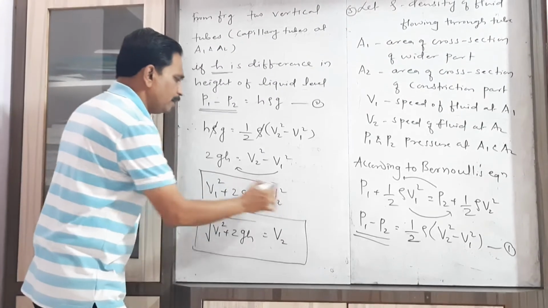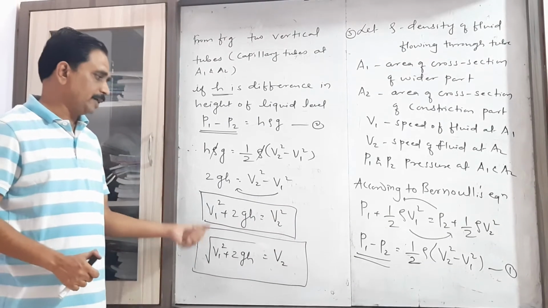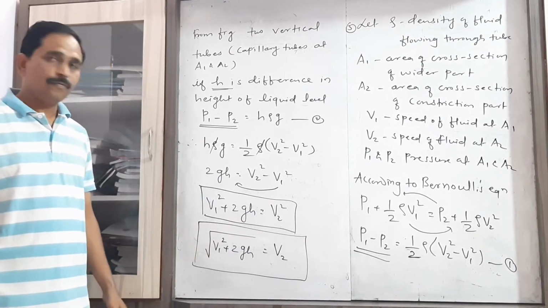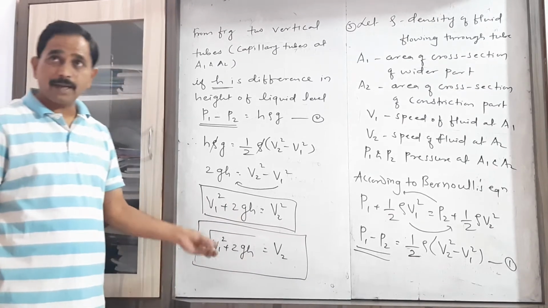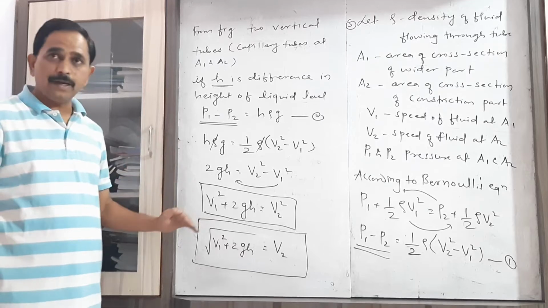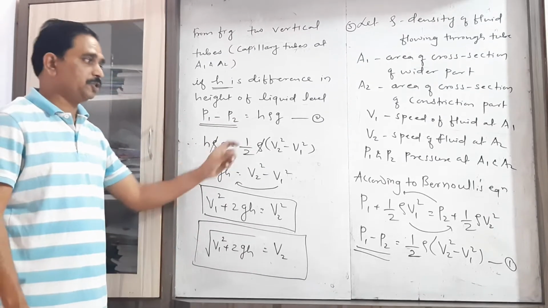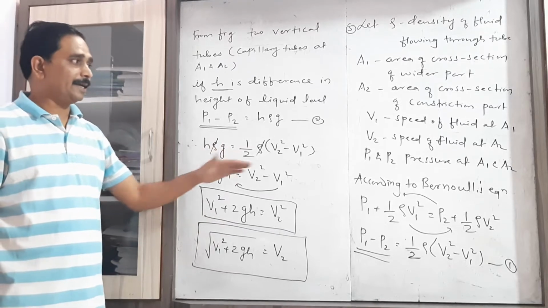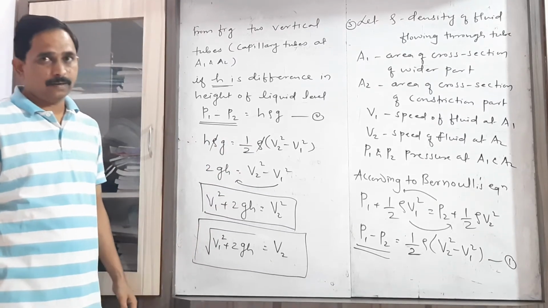Or you can use this formula also, that is V1 square plus twice gh equal to V2 square. So from this formula we can determine the speed of the flow of fluid which is passing through the constricted part. So that is the Venturi tube or Venturi meter.